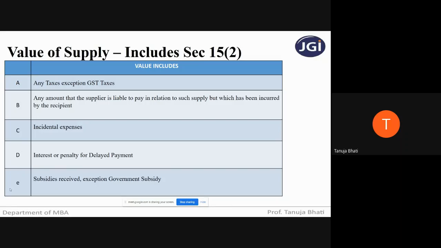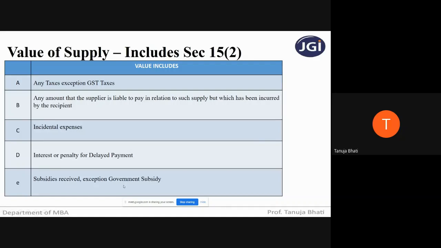So whatever subsidy the supplier is receiving for this particular type of transaction, suppose the subsidy is received by XYZ trust, so it is not a government subsidy because it is not received by government, it is received by an independent trust association or organization. So this amount of subsidy that the supplier is receiving has to be added back to the transaction value, it has to be included in the transaction value, and GST has to be calculated on that particular value.